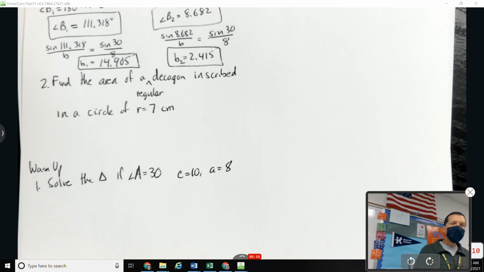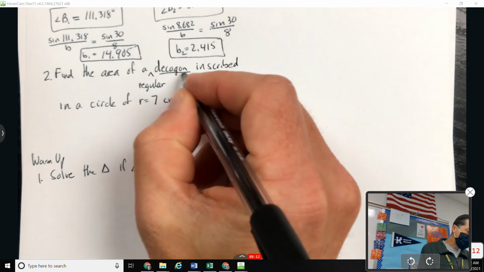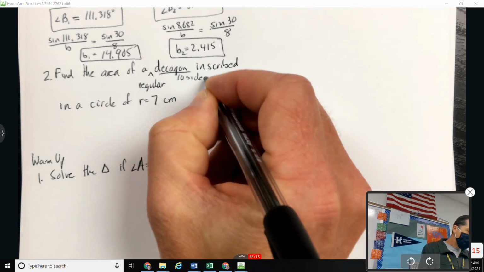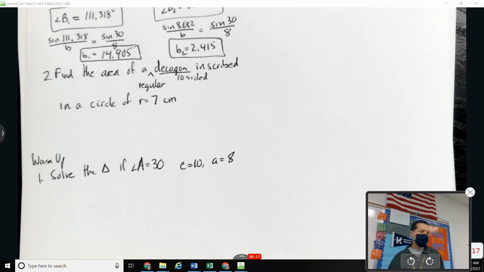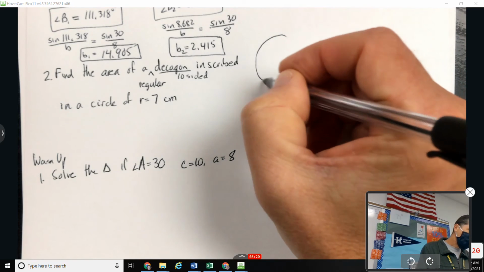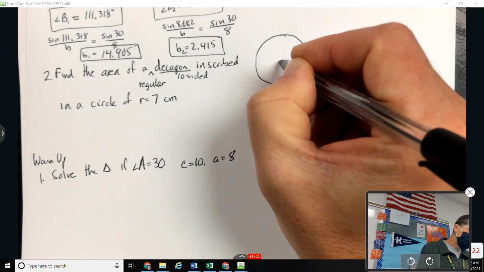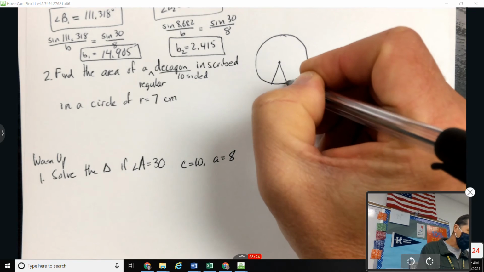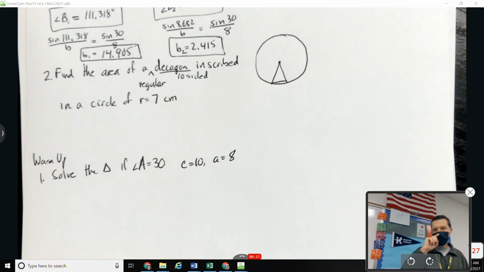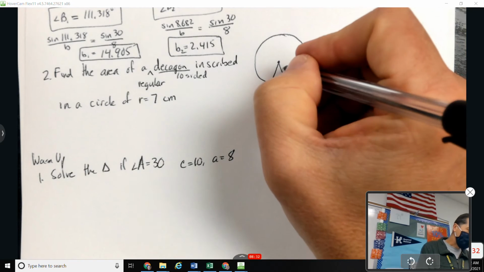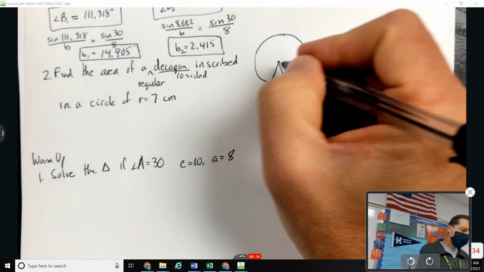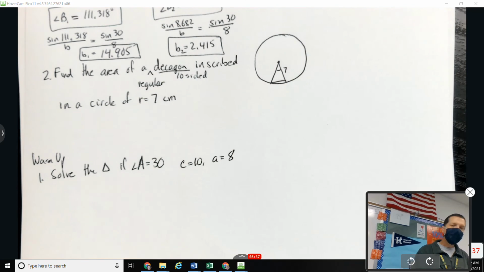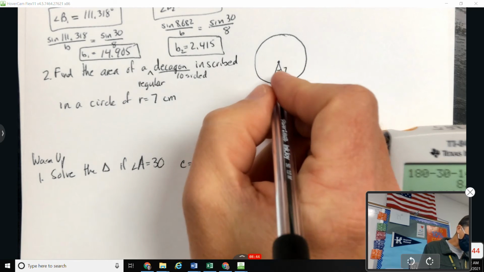Number 2, find the area of a decagon, 10-sided figure, inscribed in a circle of radius 10. Well, we've done a couple of these, so I'm not going to do the whole thing. I just know that it means there'd be 10 triangles in there. Sorry, radius is 7, but 10 triangles. So I'd like to find the area of one triangle, multiply it by 10, that gives me the whole decagon. I guess the real trick is, what's that angle equal to?